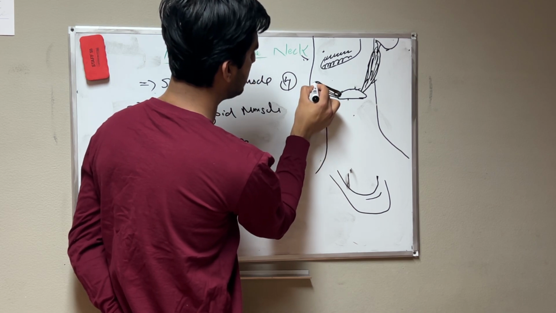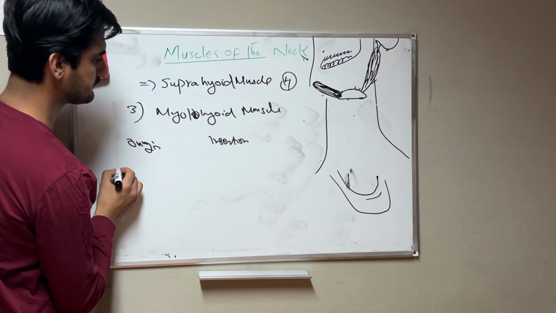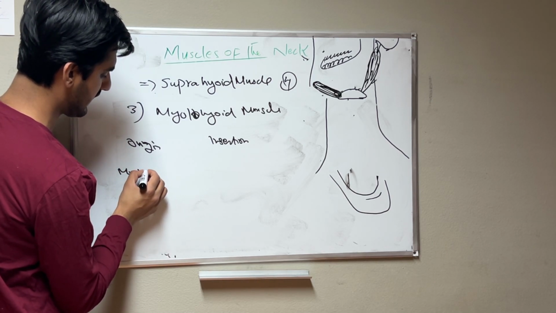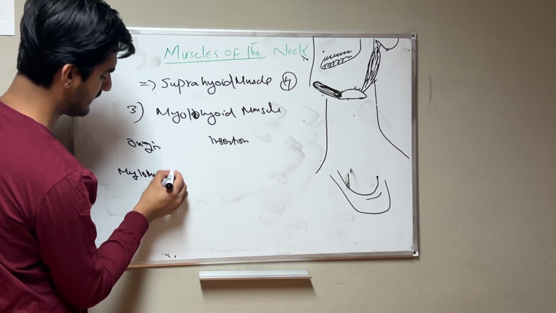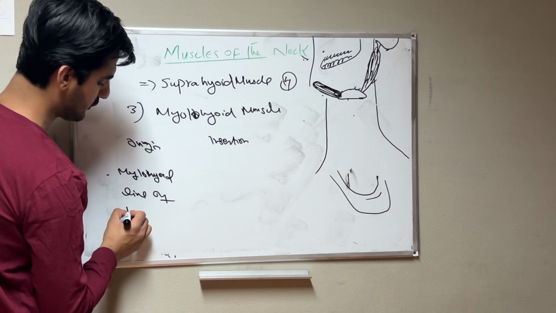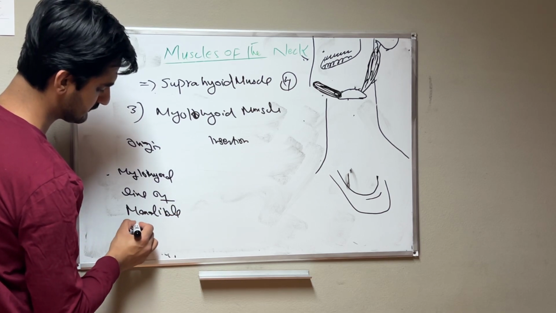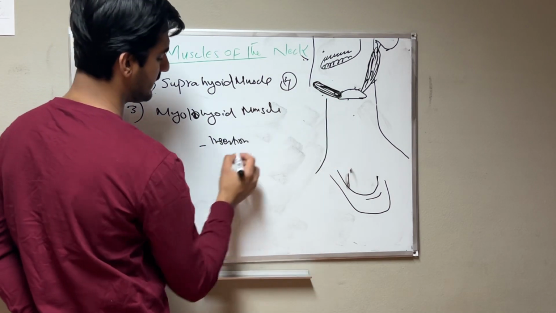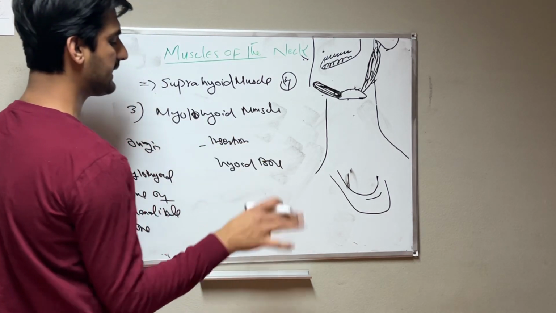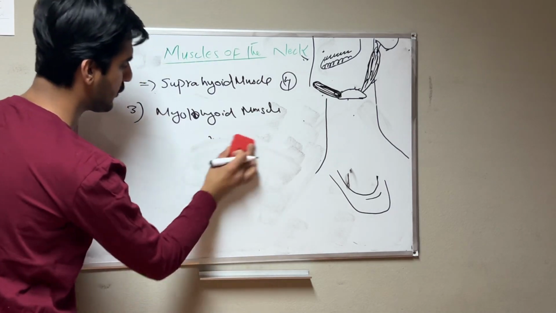This is the muscle, its name is mylohyoid muscle. It means origination from the mylohyoid line of which bone? Mandible bone, and inserted into where? Hyoid bone. Very simple. Suprahyoid and infrahyoid muscles in the neck are very simple. Insertion, origination and function are the same, holding the hyoid bone.